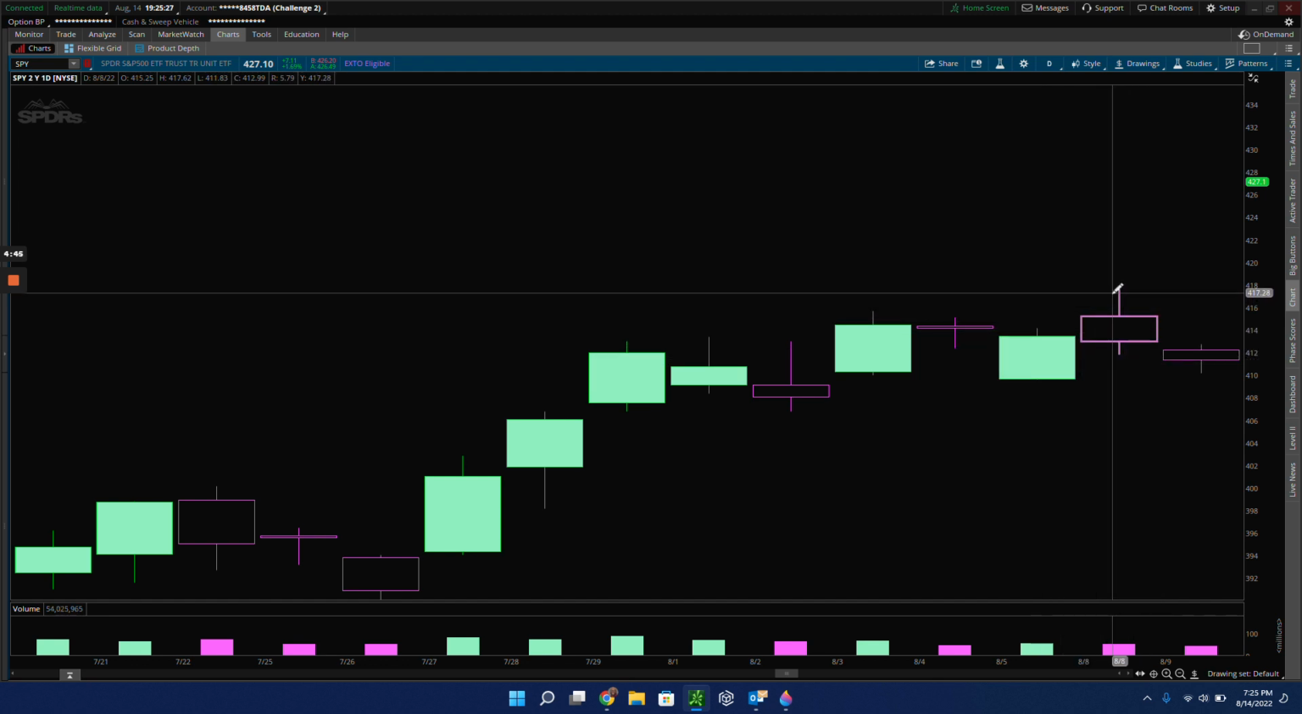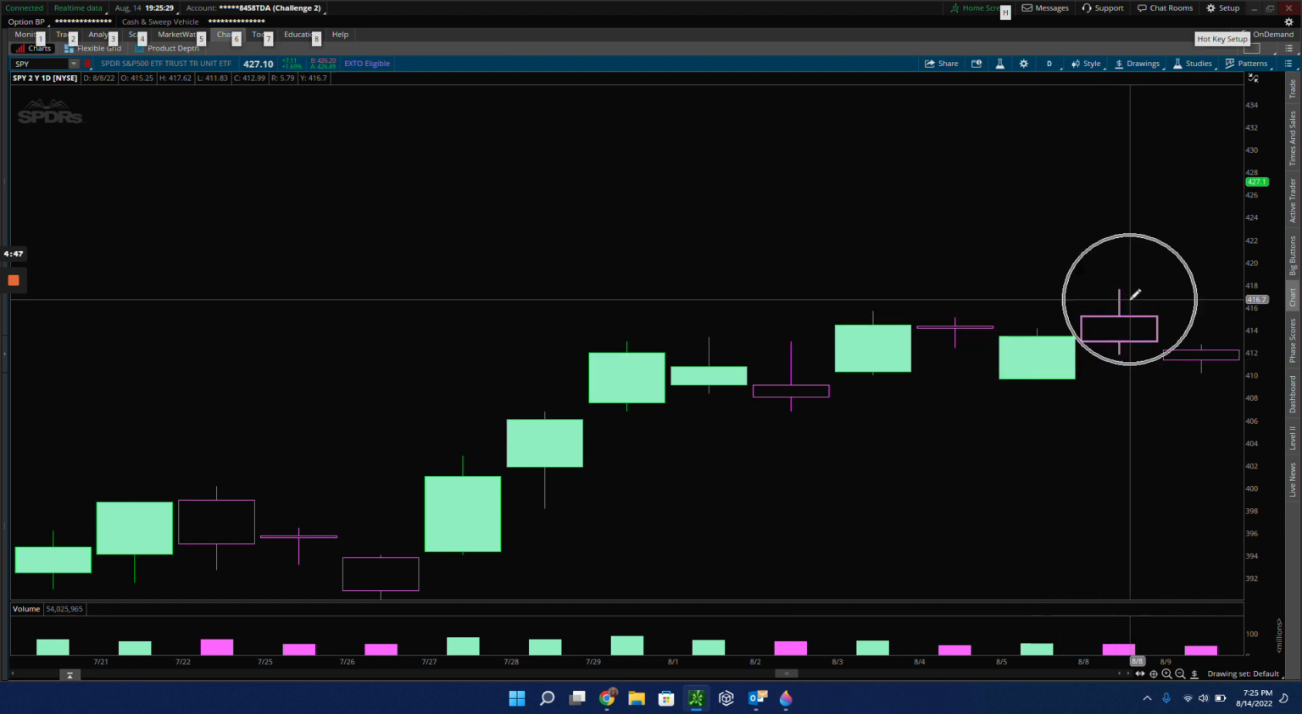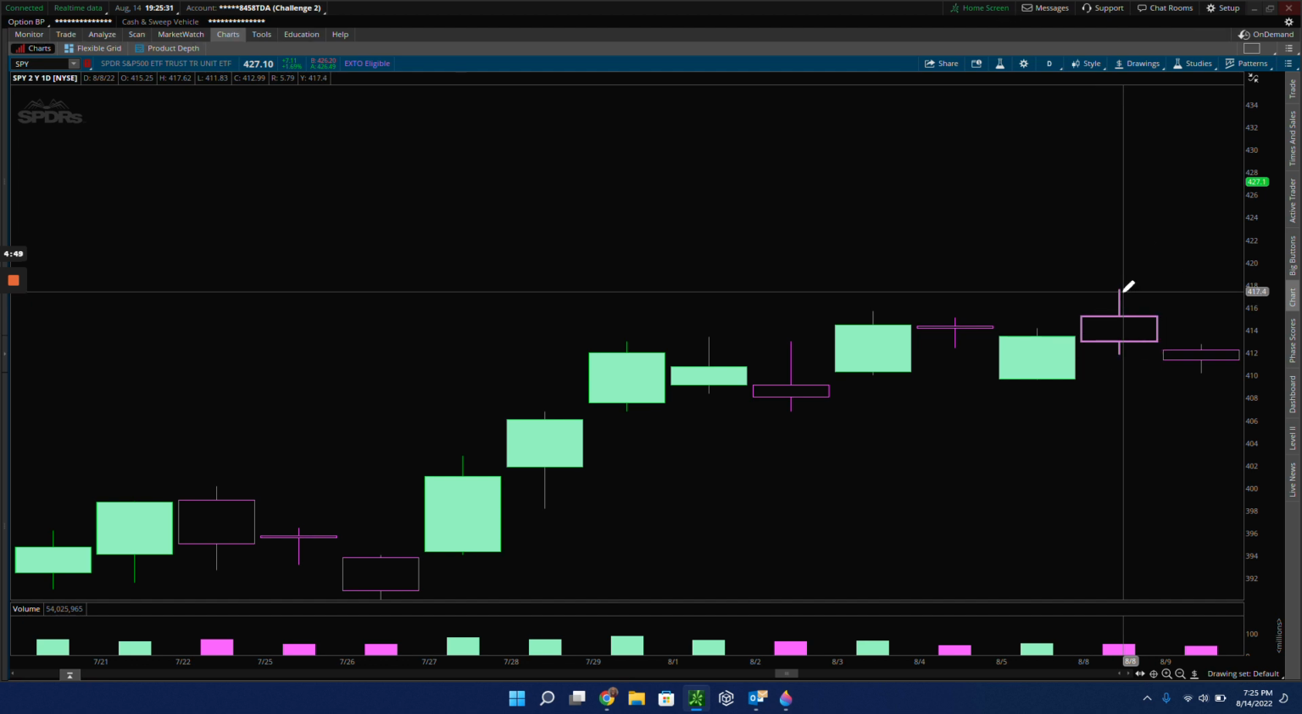Same thing here. Look at this. You see that they really, really rejected this at 418, 417.64, 418, and it sent it all the way back down to 415. That's a huge rejection. So that's important. Because look, after that rejection, what happened to the next candle? Anyway, I'm getting too far into what we're going to be learning in the future.